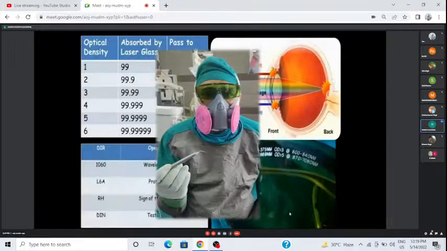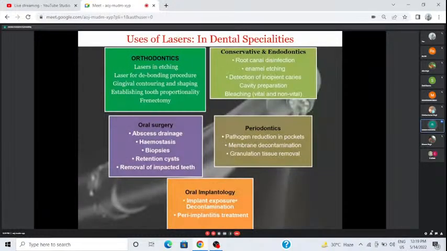So now coming to the clinical aspect, for which basically I am going to motivate you people to buy a laser or have it in your practice. It has role in nearly all specialties, whether it is ortho, conservative, perio, oral implantology. So basically I'll be focusing more on orthodontics, and some things I'll be covering for general dentistry.